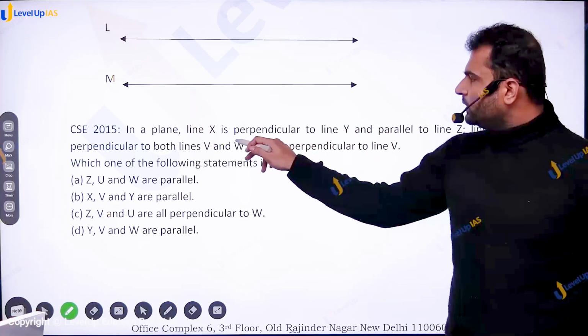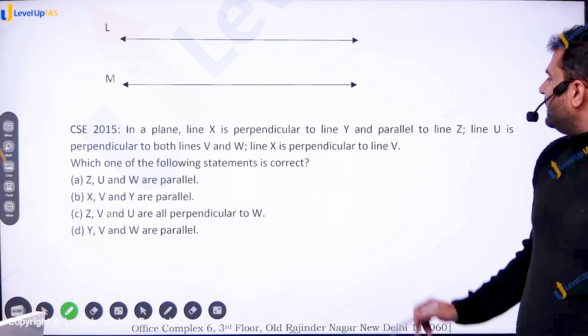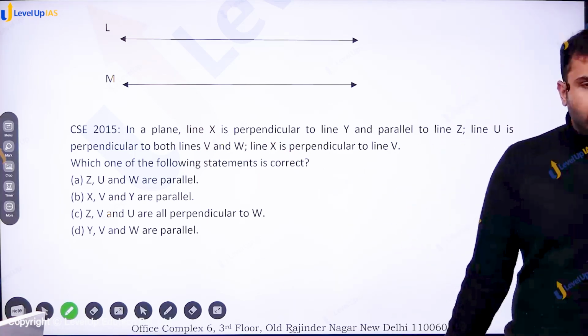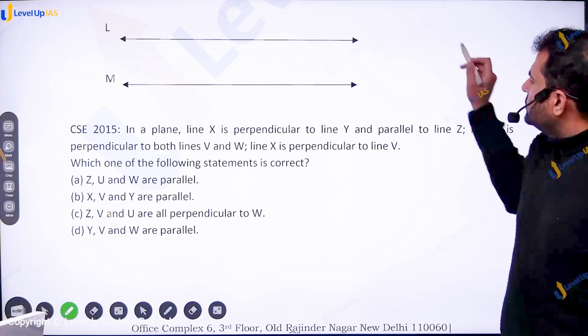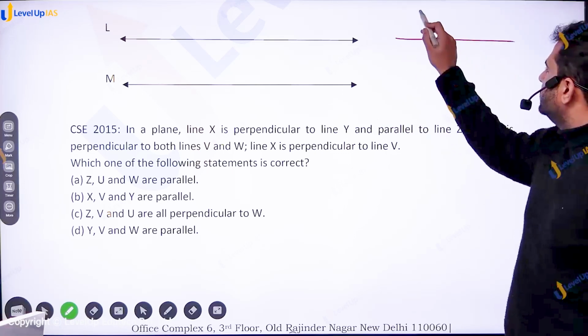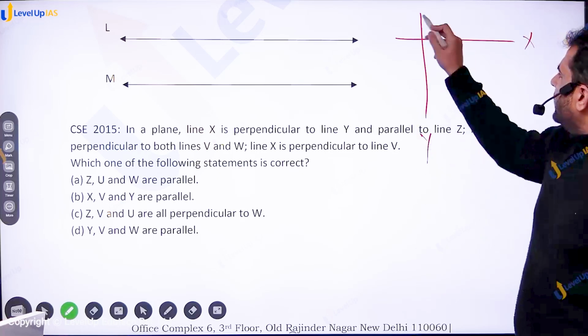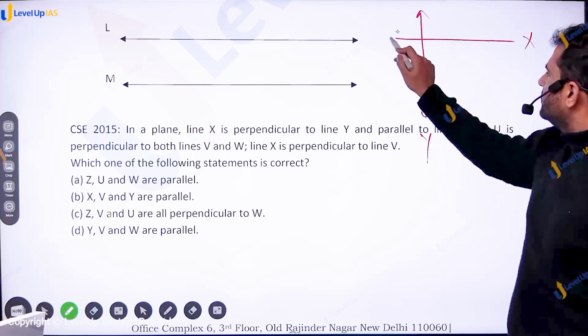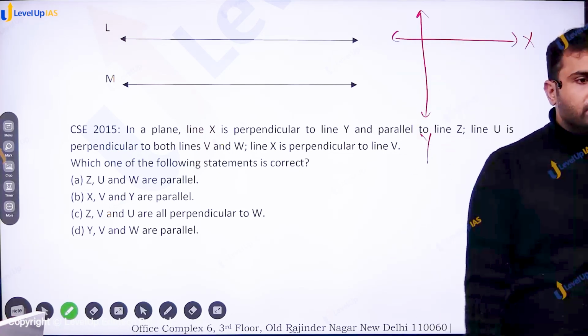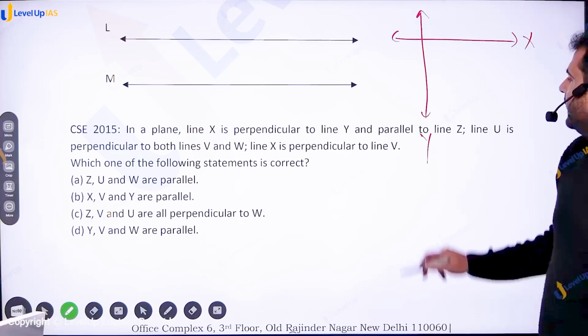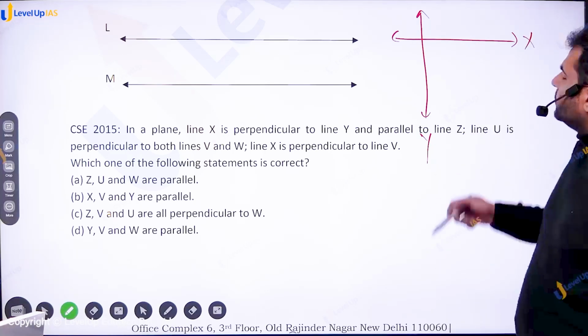So we have line x is perpendicular to line y and parallel to line z. We know what this means. Let us draw this. Line x is perpendicular to line y. Let us say that this is x and this is y, and these are lines, so we'll show arrowheads on both sides, and parallel to line z. So what do we mean?